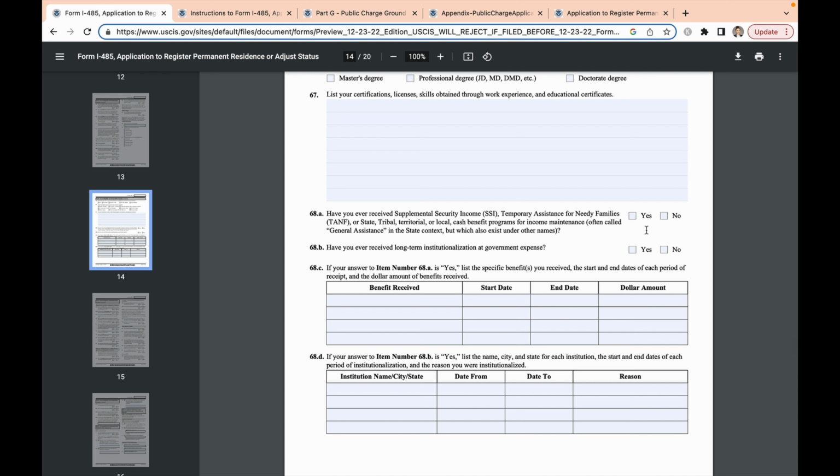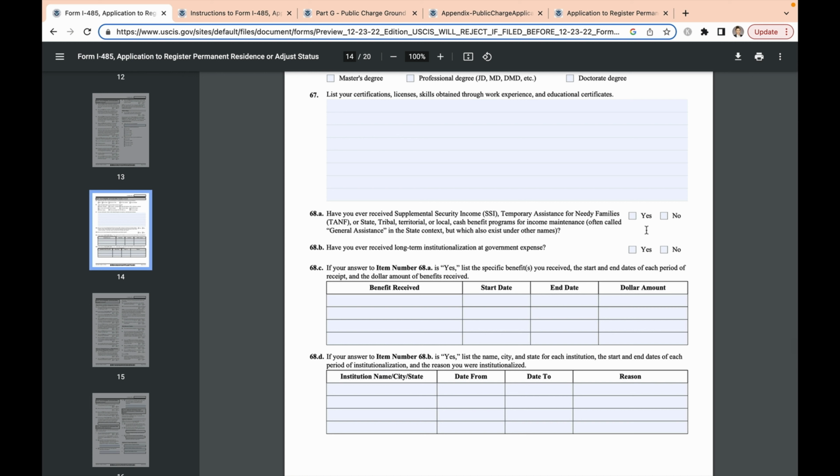It asks for certifications, licenses, skills obtained through work experience. The instructions provide some guidance, which indicates that the terms include workforce skills training, licenses for specific occupations or professions, foreign language skills, and certificates documenting mastery or apprenticeship in skilled trades or professions. Include any formal certificates the applicant has received.